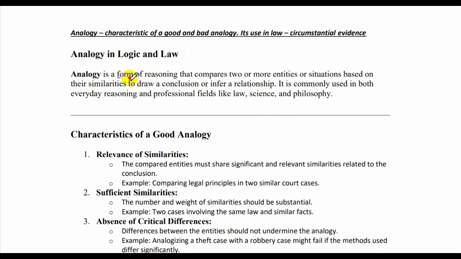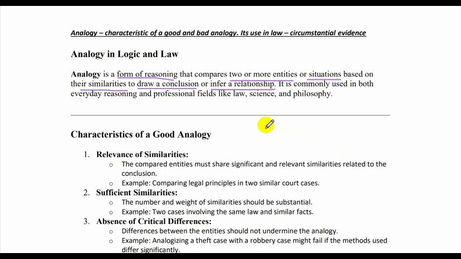It's a type of reasoning that compares two or more entities or situations based on their similarities to draw a conclusion or infer a relationship or draw an inference. So in the earlier videos, we had seen deductive reasoning, inductive reasoning. So this is another form of reasoning.